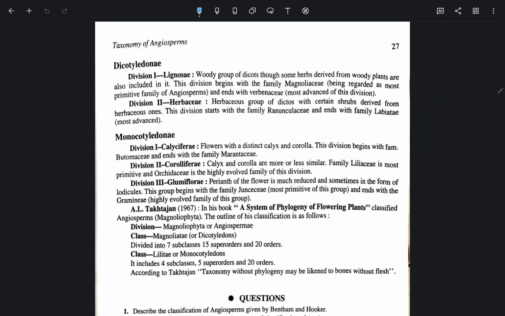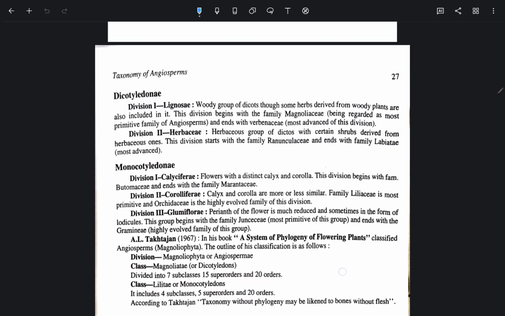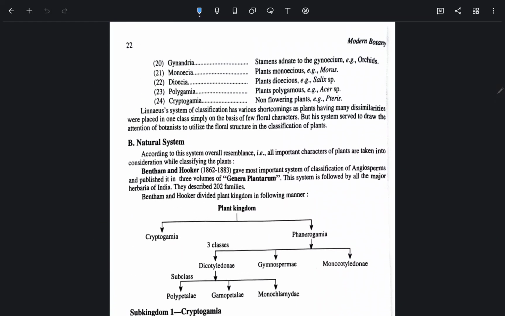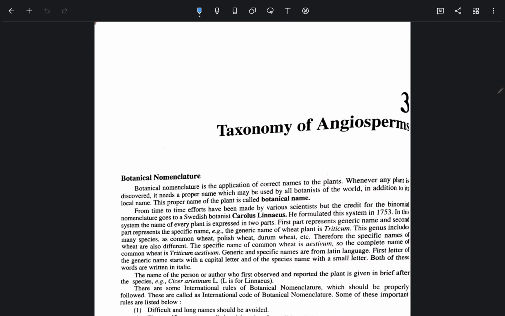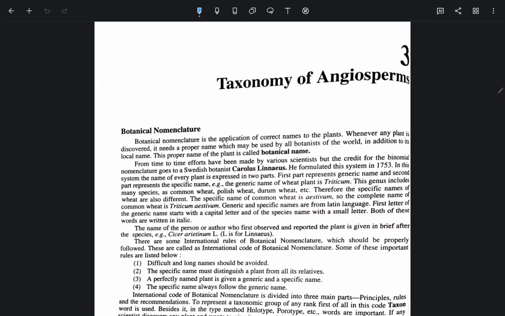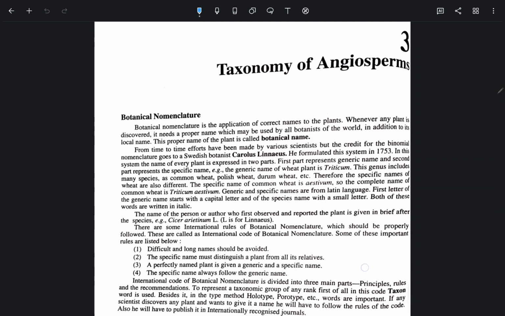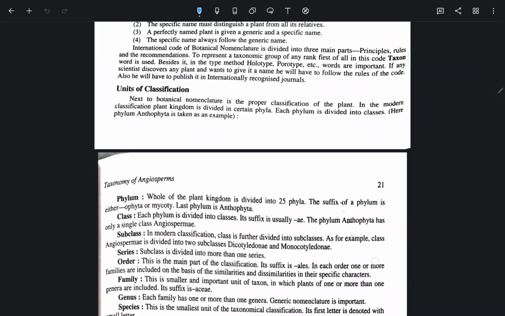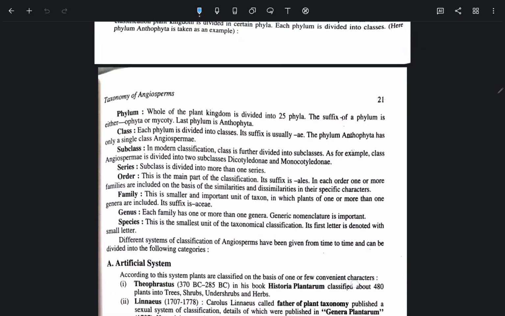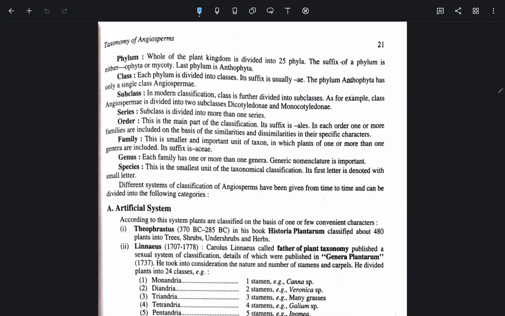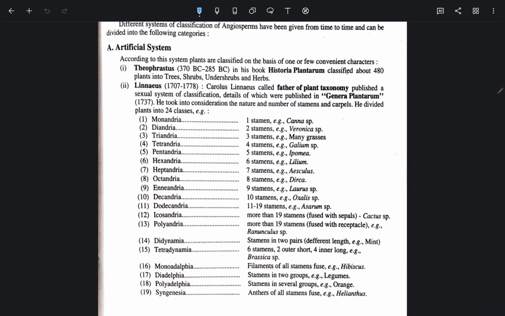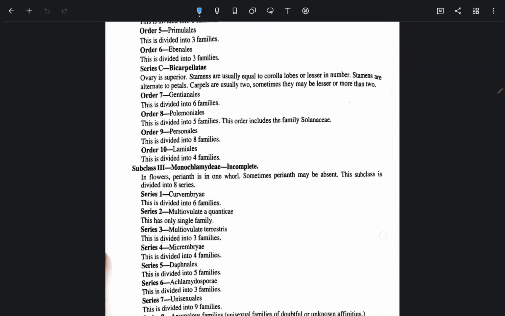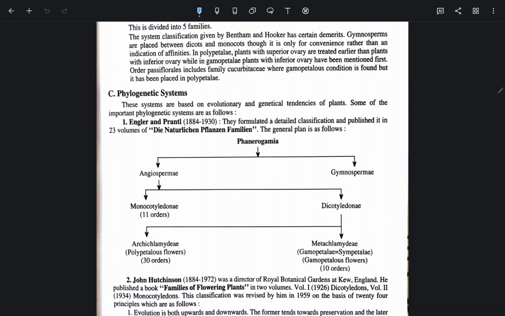Let's summarize this topic. Taxonomy of angiosperms is governed by botanical nomenclature. Units of classification: phylum, class, subclass, series, order, family, genus, species. Systems of classification: artificial system, natural system, and lastly, phylogenetic system.